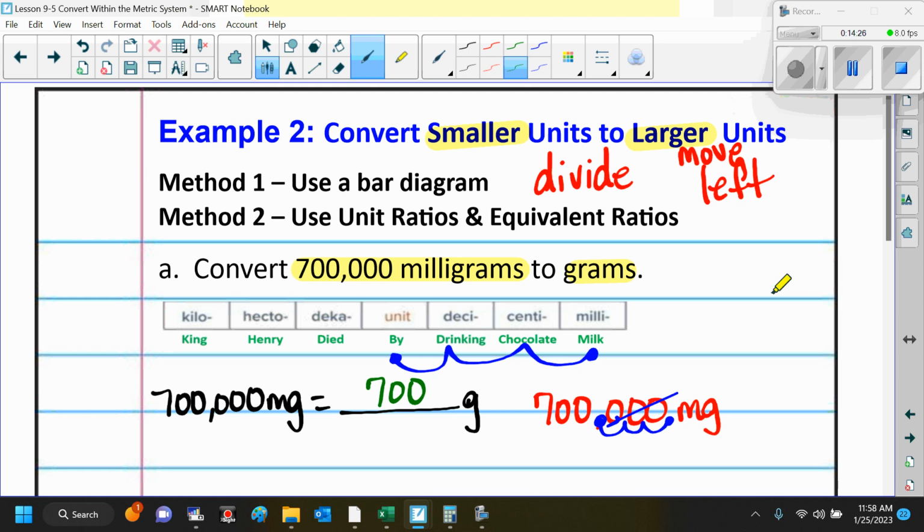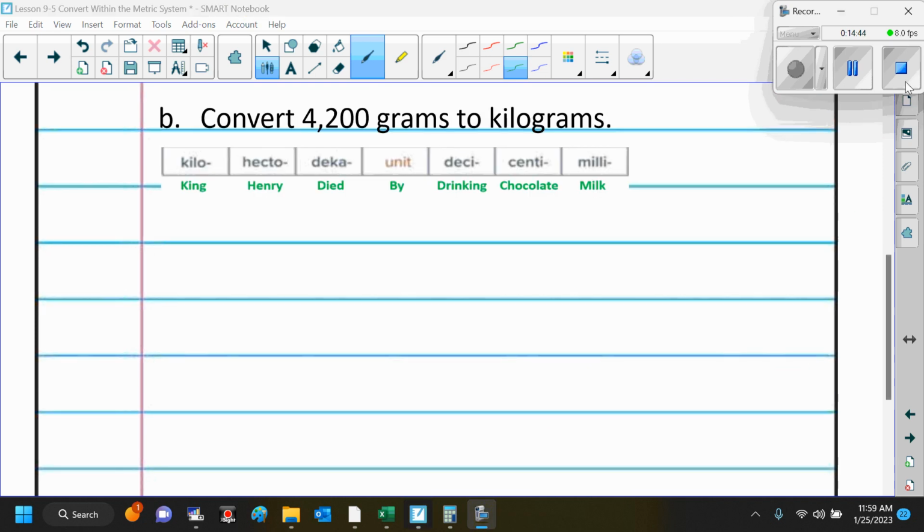One more thing, I just want to remind you, if we moved the decimal 3 units to the left, what did we actually do? Divide by what? 1,000. Very good. We divided by 1,000. Is everybody clear with that? Yeah. So take about 2 minutes. You probably won't need 2 minutes to do this one.